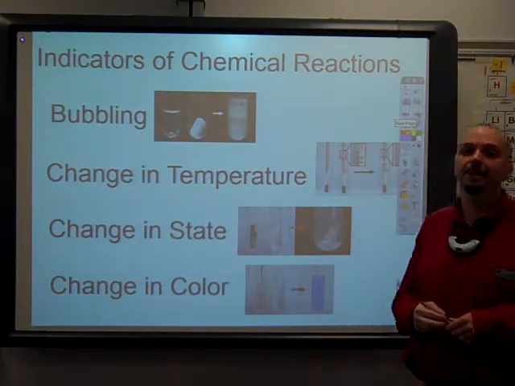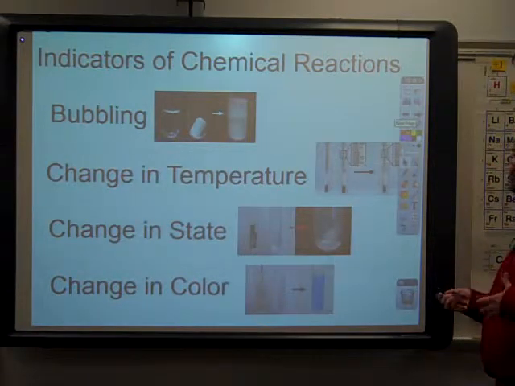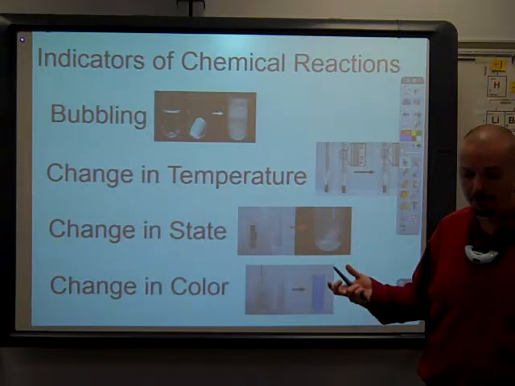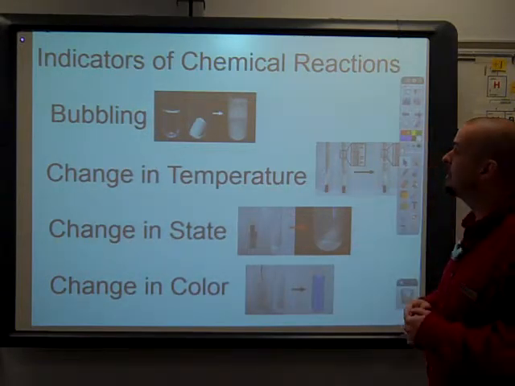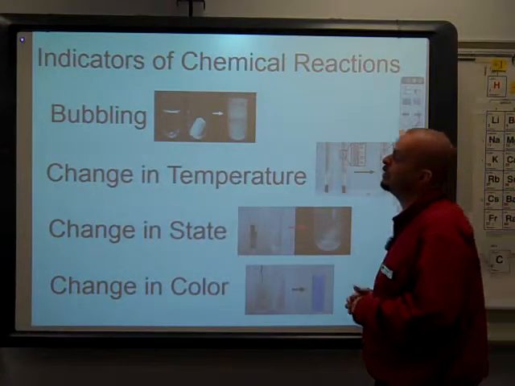We need to know the indicators of chemical change. We need to know what we can look for that tells us that a chemical change has occurred. We can't see atoms and molecules breaking apart and recombining together. So we look for a few things, and these are four of the most common indicators of chemical change.